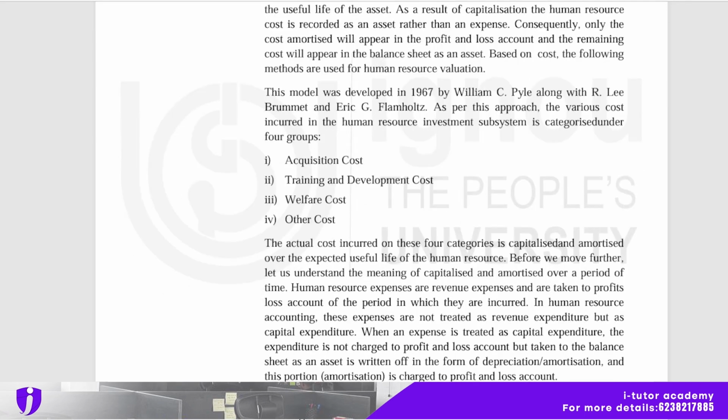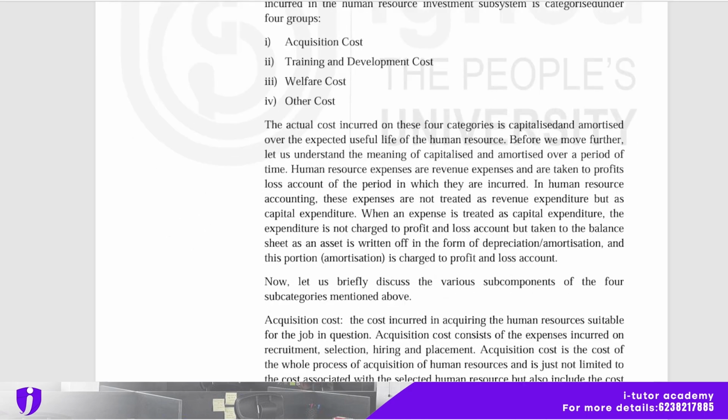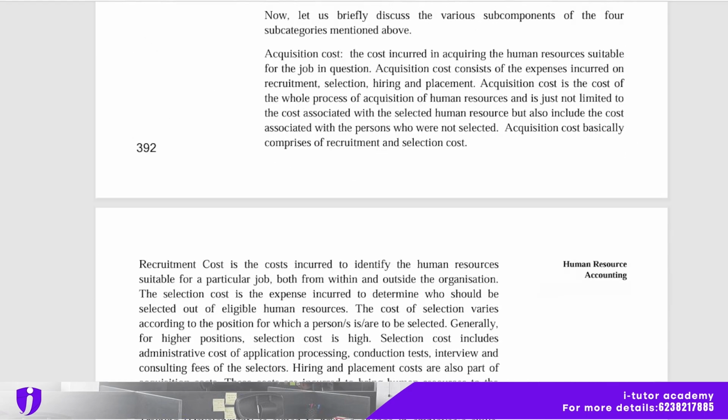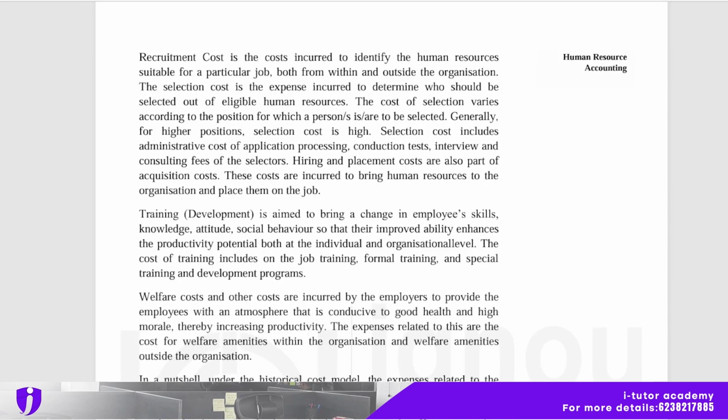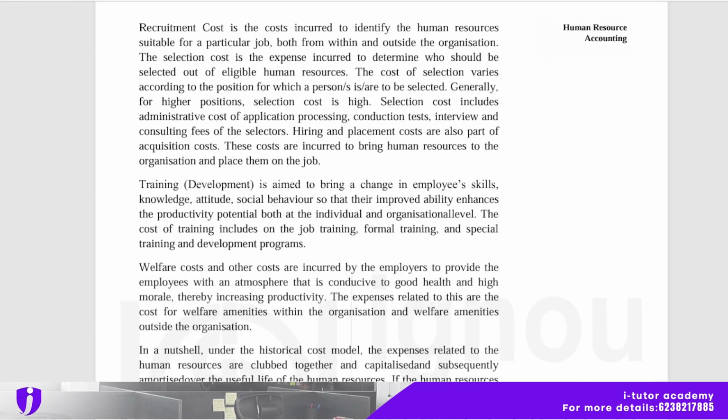And as per this approach, the various costs incurred in the human resource investment system are categorized under four groups: acquisition cost, training and development cost, welfare cost, and other cost. Recruitment cost is the cost incurred to identify the human resources suitable for a particular job, both from within and outside the organization.